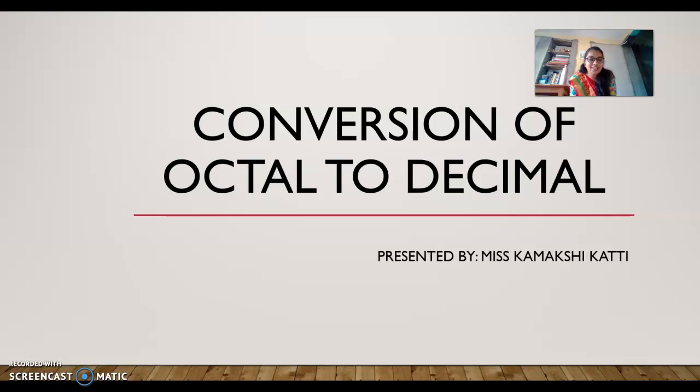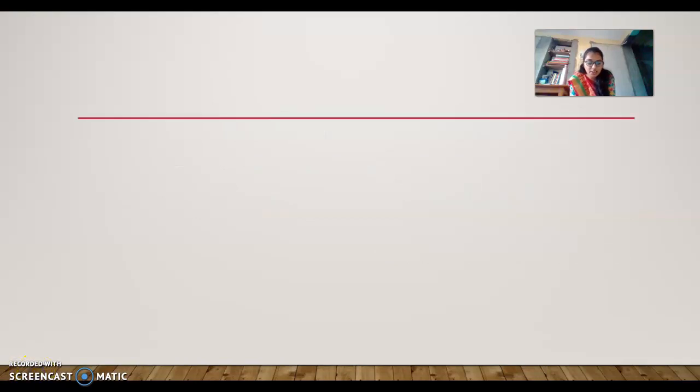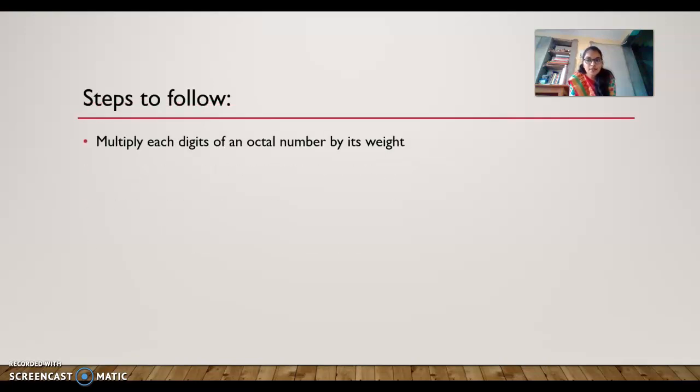Now let us start with our conversion, that is octal to decimal. While converting an octal number to decimal, you have to follow these two steps. The first step is to multiply each digit of an octal number by its weight. Here the weights are powers of 8. Next, add all the products.